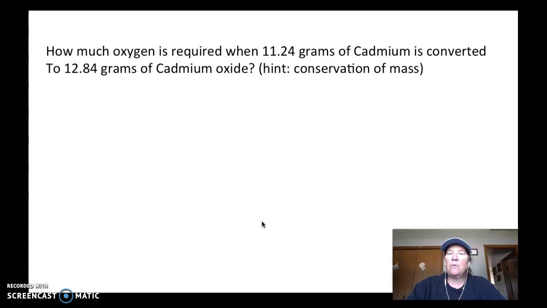All right, the other thing to remember is that the amount that you start with and the amount you end with are the same. That's the conservation of mass. They change forms, but the amount never changes.